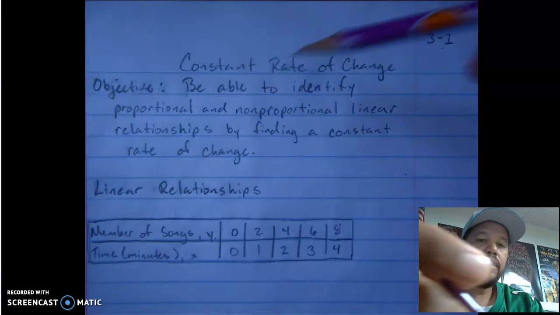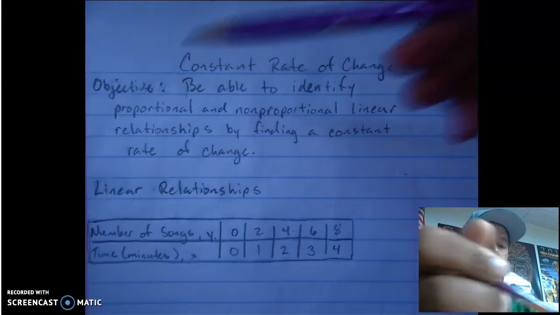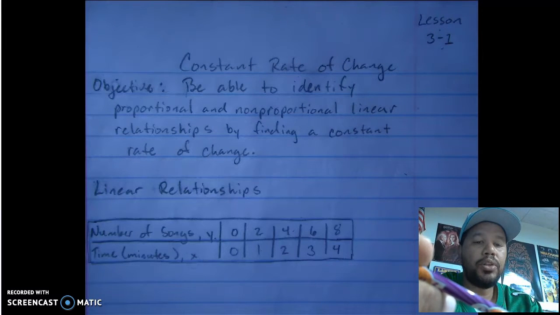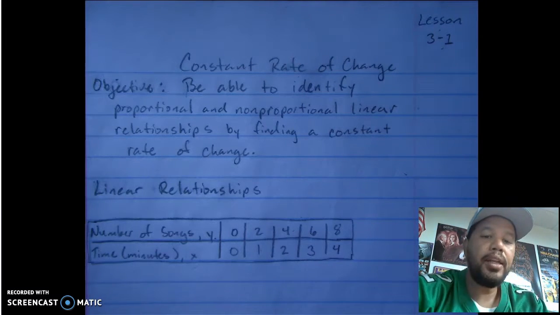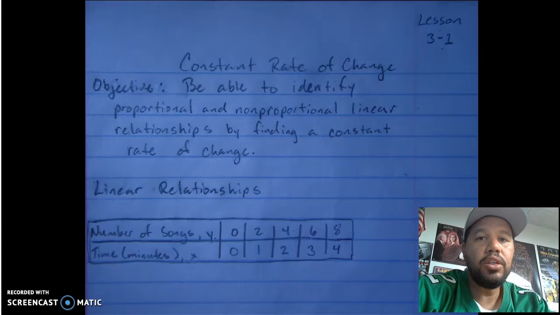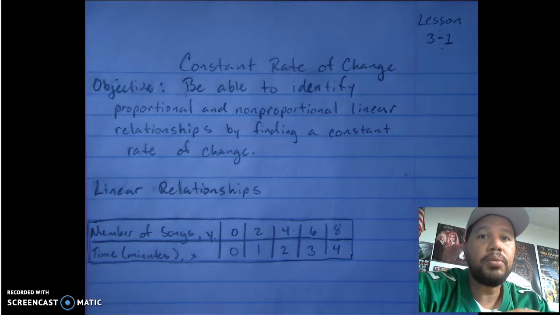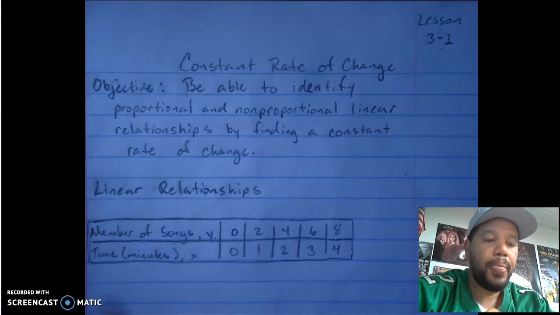Lesson 3.1, constant rate of change. The objective is for you to be able to identify proportional and non-proportional linear relationships by finding a constant rate of change. And you should write this down. Linear relationships are relationships that have a straight line graph.